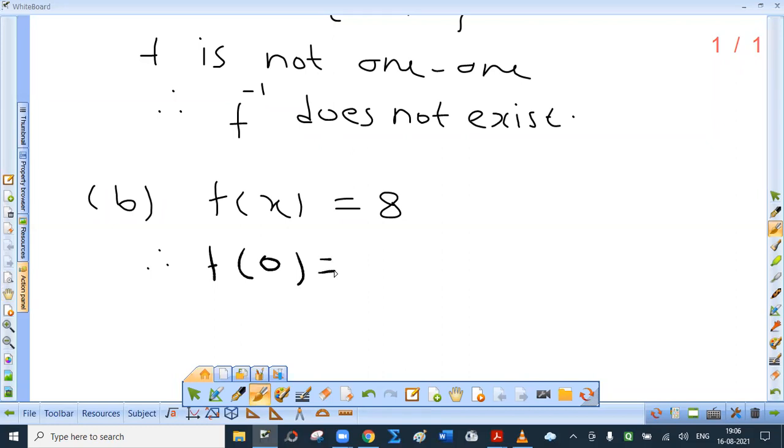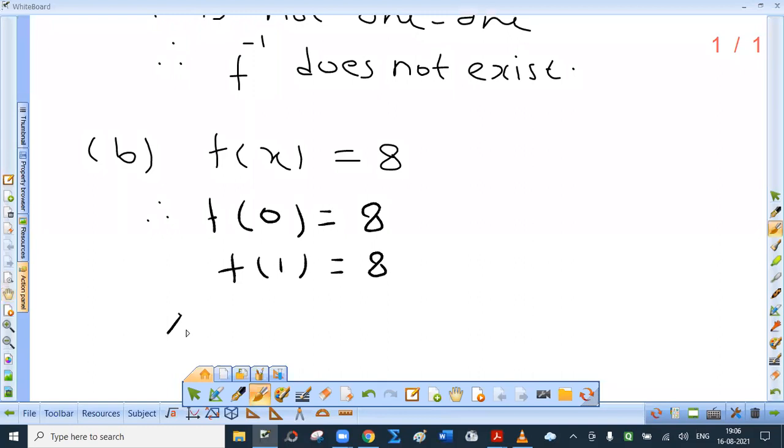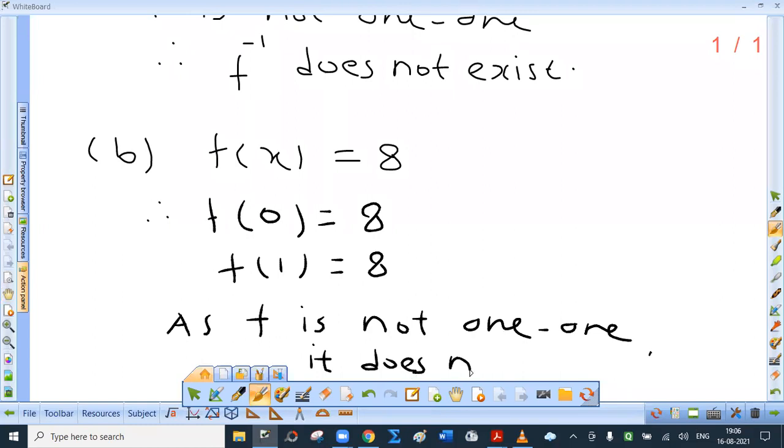f of 0, 8. f of 1, 8. If you do not like 1, take f of 1 crore also. As f is not one-one, it does not possess inverse.